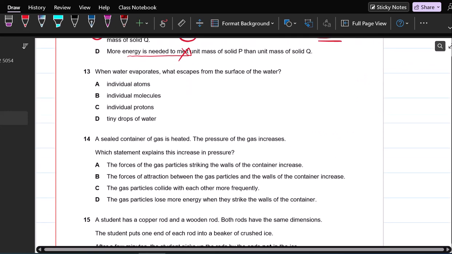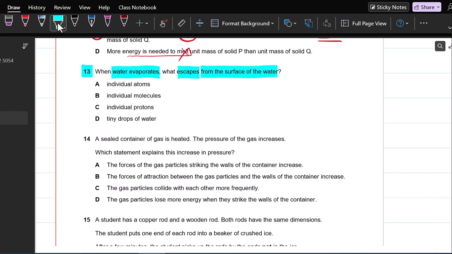Question number 13. When water evaporates, what escapes from the surface of water? Water molecules.